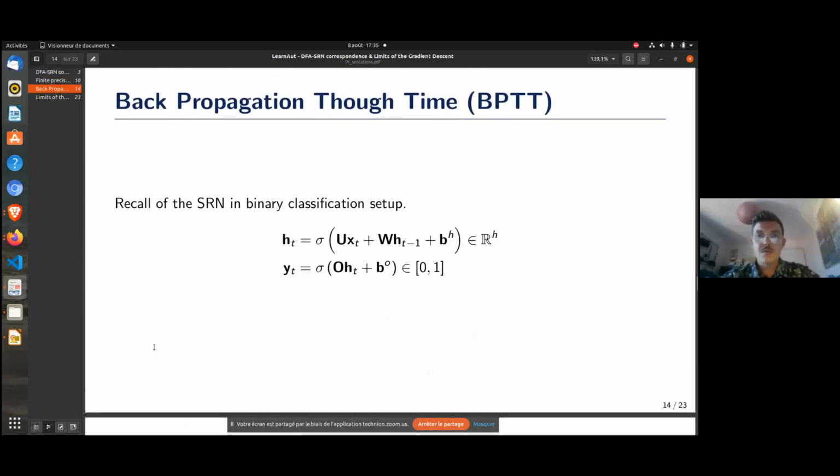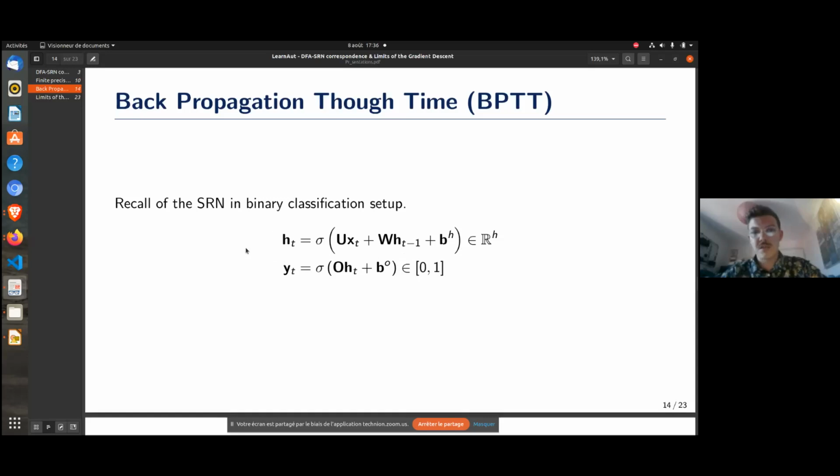So let's go to the backpropagation through time. This is the propagation of the gradient for recurrent neural networks. Let's set the decor a little bit. Let's say we are trying to learn simple recurrent networks on a binary classification task. So I recall the update rule, and in this part, I would like to call this update rule the encoder, and the output, I will call it the decoder.